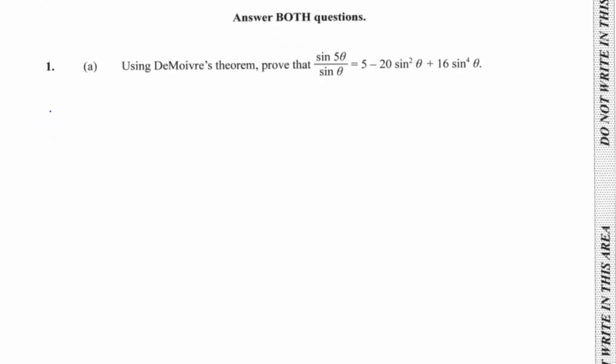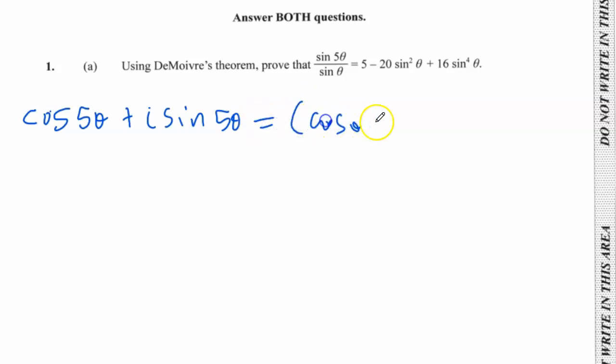So question 1, using De Moivre's theorem, prove that sin 5θ over sin θ is equal to 5 minus 20 sin²θ plus 16 sin⁴θ. So using De Moivre's theorem, we can write (cos 5θ + i sin 5θ) as (cos θ + i sin θ) raised to the 5th power.